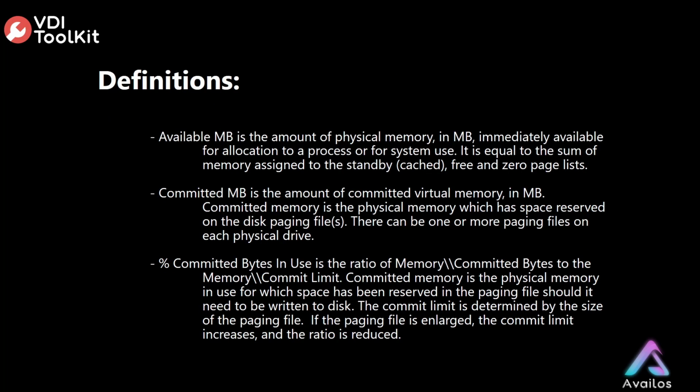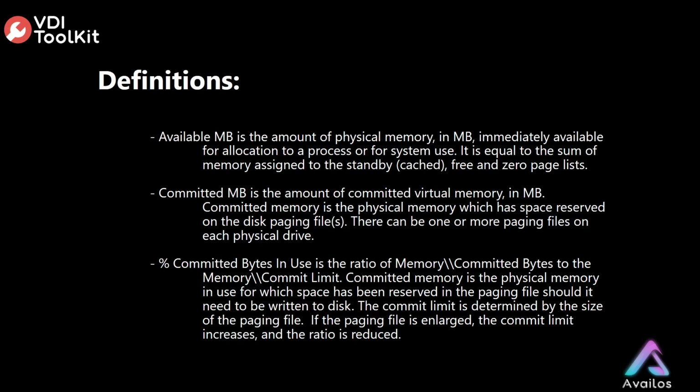So let's go over a few definitions first before we go over those. First is available megabytes, which is the amount of physical memory in megabytes immediately available for allocation to a process or for system use. It is equal to the sum of memory assigned to the standby, free, and zero-page lists. Committed megabytes is the amount of committed virtual memory in megabytes. Committed memory is the physical memory which has space reserved on the disk paging files.